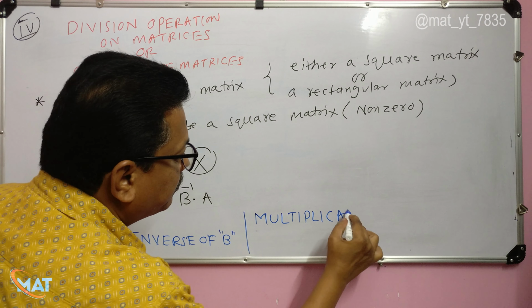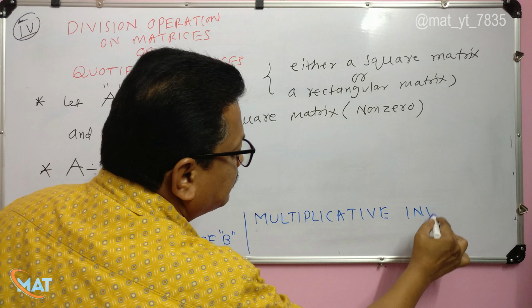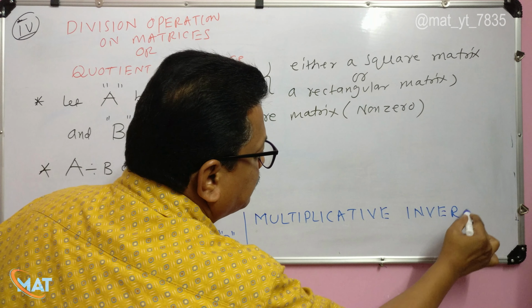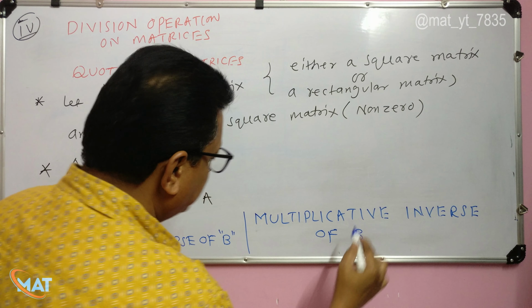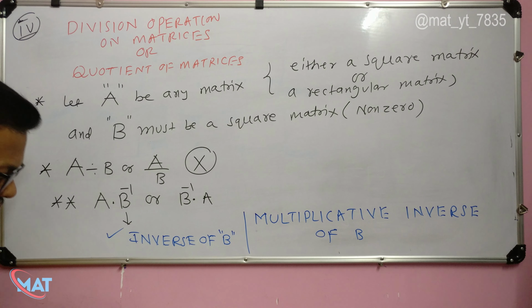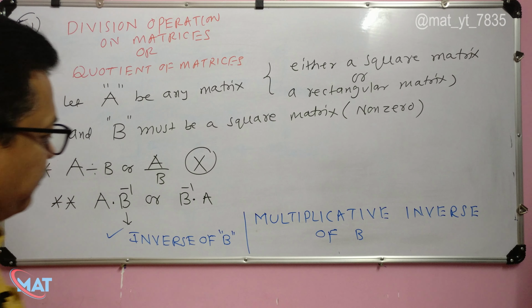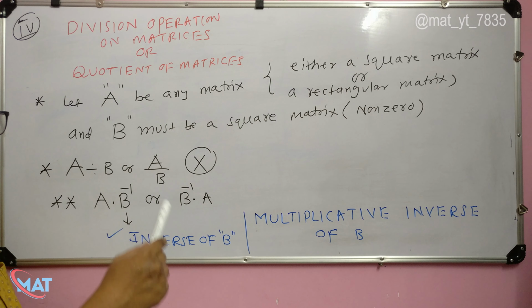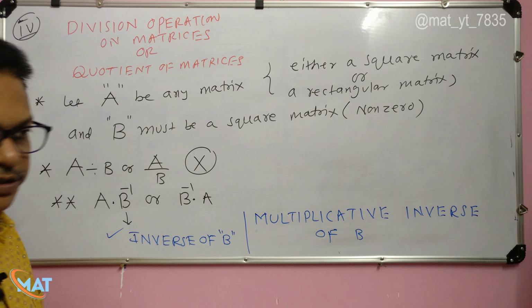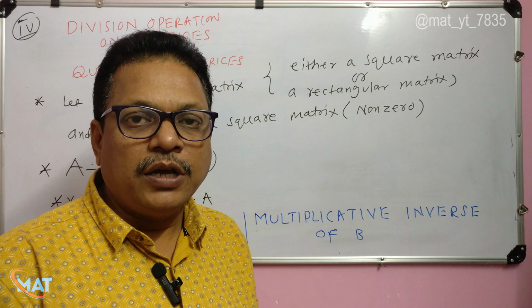Multiplicative inverse of the matrix B. In short, we write this as inverse of B. There, additive inverse; here, multiplicative inverse of B. To find the inverse of B, this B power minus 1, whatever I showed here, we have to know some requirements. Directly you can't compute B inverse.